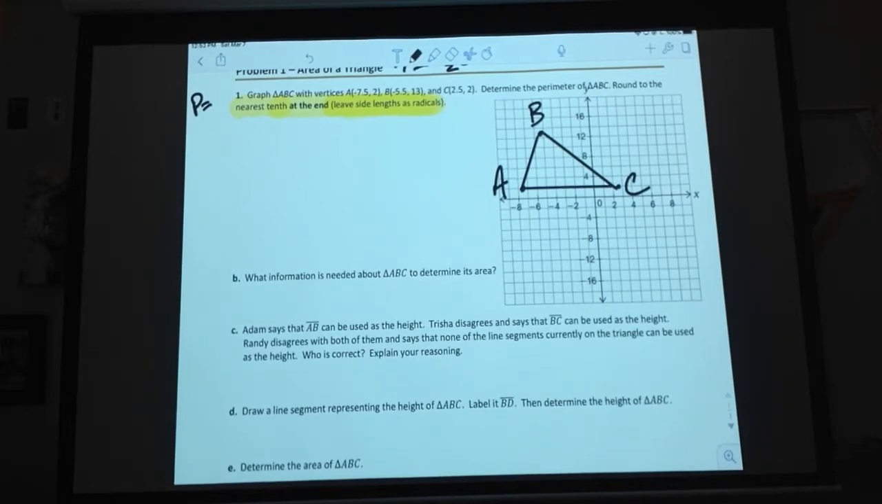All right, so there's my points. Negative 7.5, 2, double checking. Negative 5.5, 13, and 2.5, 2. All right, we got those.